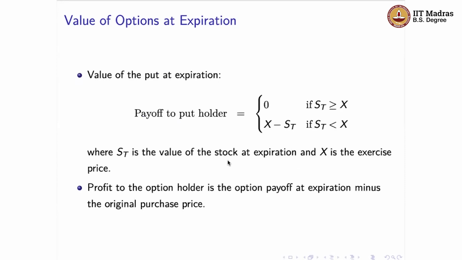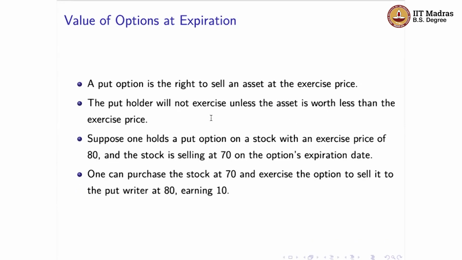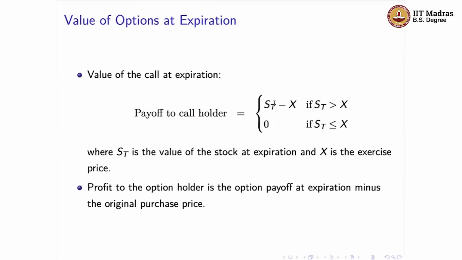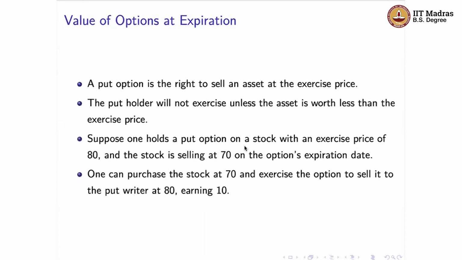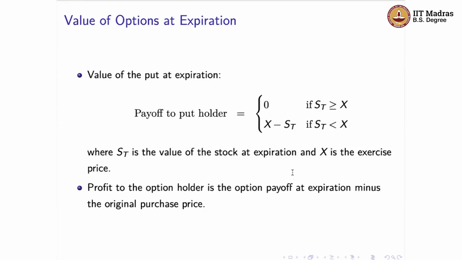Suppose again, as before, ST is the value of the stock at expiration and X is the exercise price. Now, in contrast to before, where if ST was more than X the payoff to the call holder was ST minus X, here if ST is greater than or equal to X, the put holder is not going to exercise the option, and so the payoff is 0. And if ST is less than X, the payoff to the put holder is going to be X minus ST, right? So that's how we generalize this example.